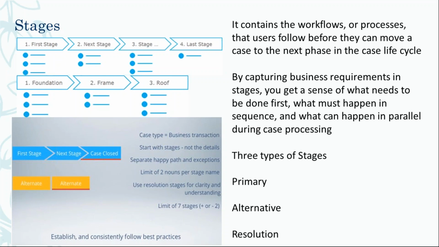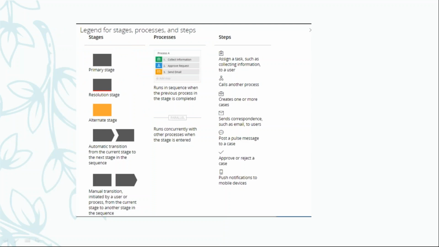If you see in the alternate stage, it doesn't wait for anything. There is no connection between those two stages. But in the case of the first diagram, you see the first stage is connecting to the next stage, so automatically it moves to the next stage. That will be called a transition within the stages.